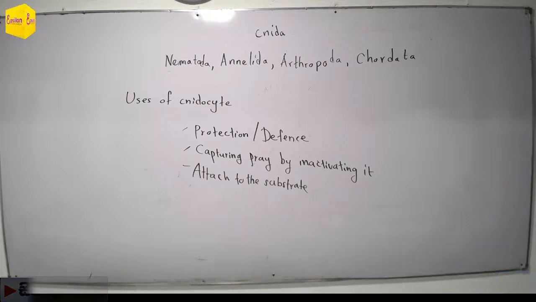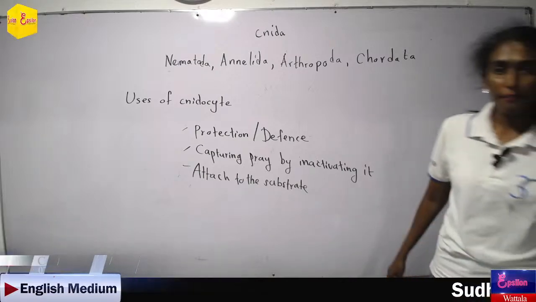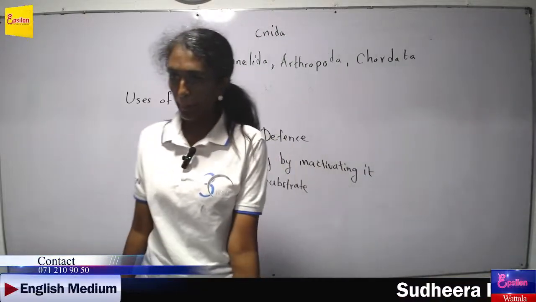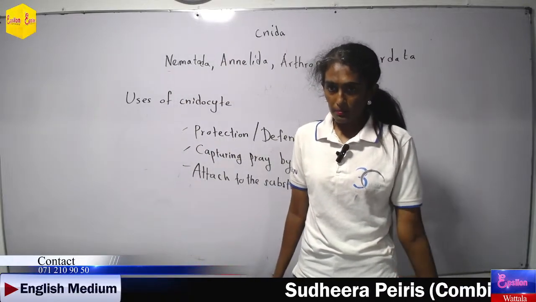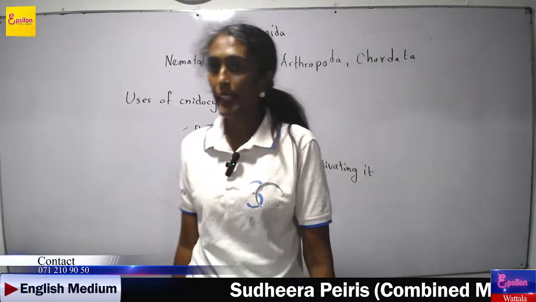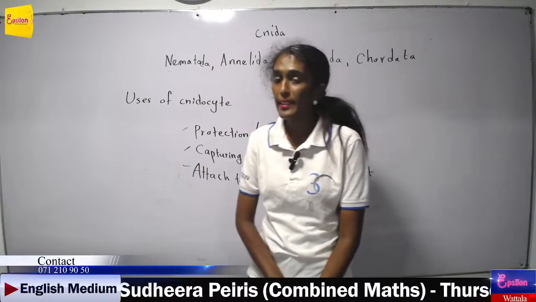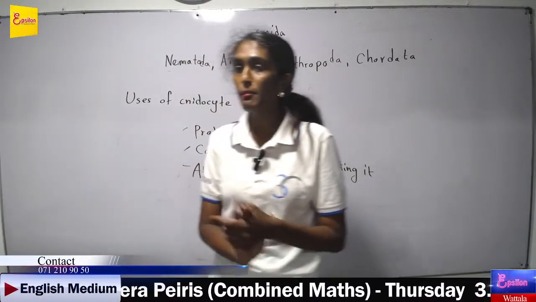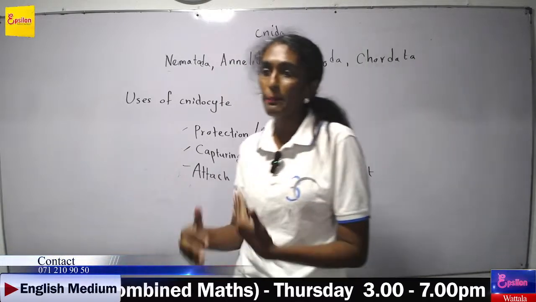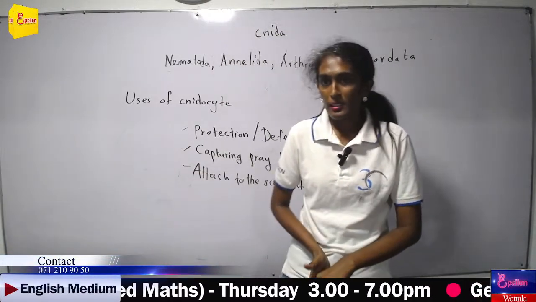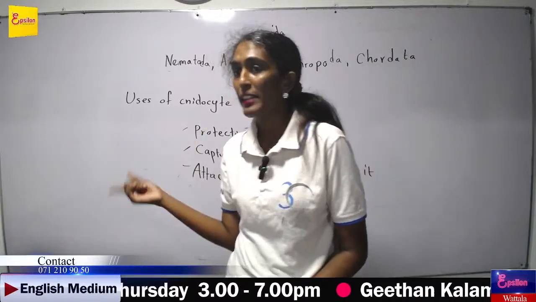Cnidaria, okay? Shall I ask a few questions? What is the type of symmetry that cnidarians have? Radial symmetry. What are the two types of body forms that cnidarians have? Polyps and medusa. Give me an example for a polyp. Hydra or sea anemone. And give me an example for a medusa. Jellyfish. Okay, what's the difference between polyp and medusa? Polyps are attached to the surface. Medusa is free living, yes.